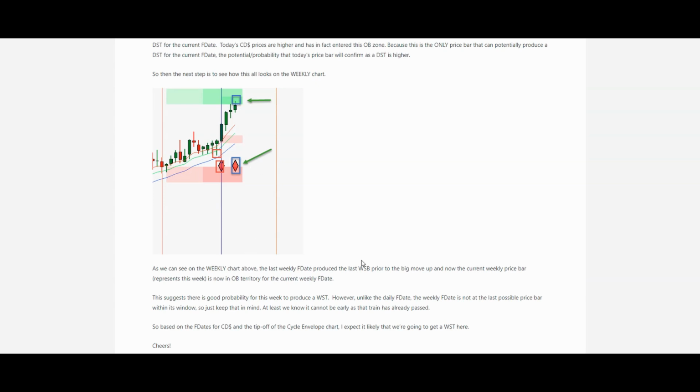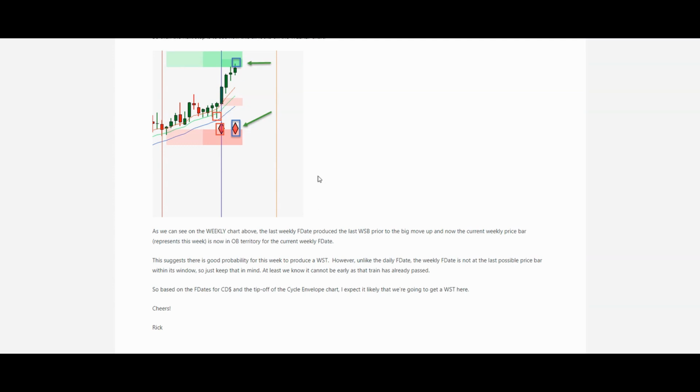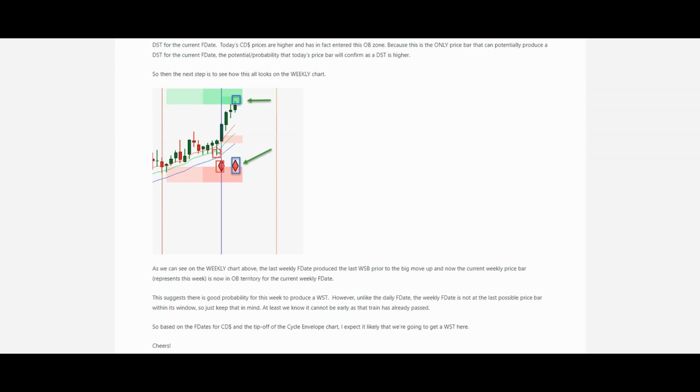But you'll notice that I'm going to say a precaution here. So let me just go ahead and read it. It says, as we can see on the weekly chart above, the last weekly F-date produced a weekly swing bottom, that's here, prior to the big move up, and now the current weekly price bar, which represents this week, boom, right here, is now in OB territory for the weekly time frame, which is significant. And it's doing this at a time we're expecting a weekly turn.